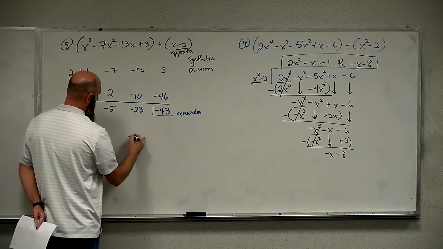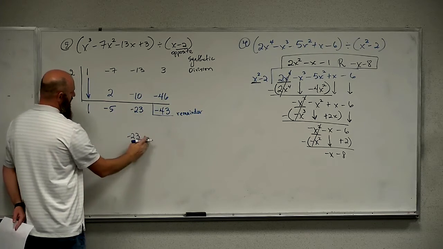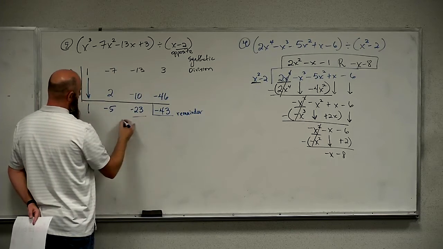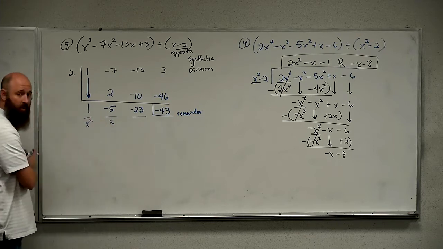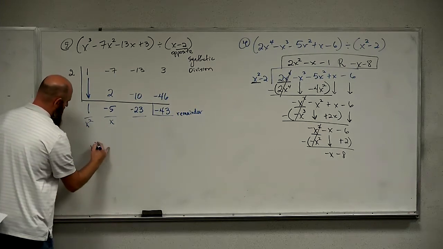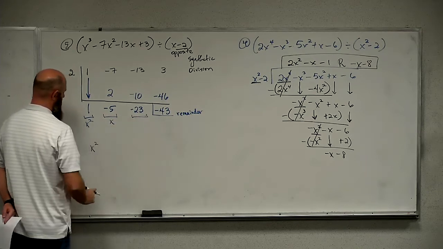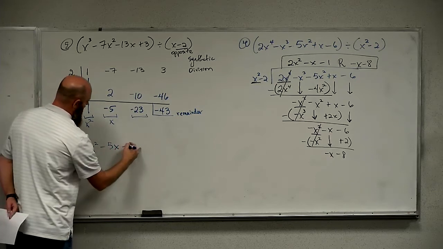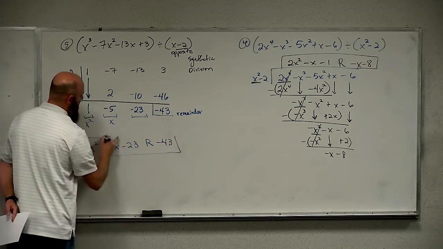And then from here, we just work our way back up. We have -23. This one would not have an x. This is going to be x squared. We would continue on if we had more numbers, but this is how many we have. So we have 1x squared, -5x, minus 23, with a remainder of -43.